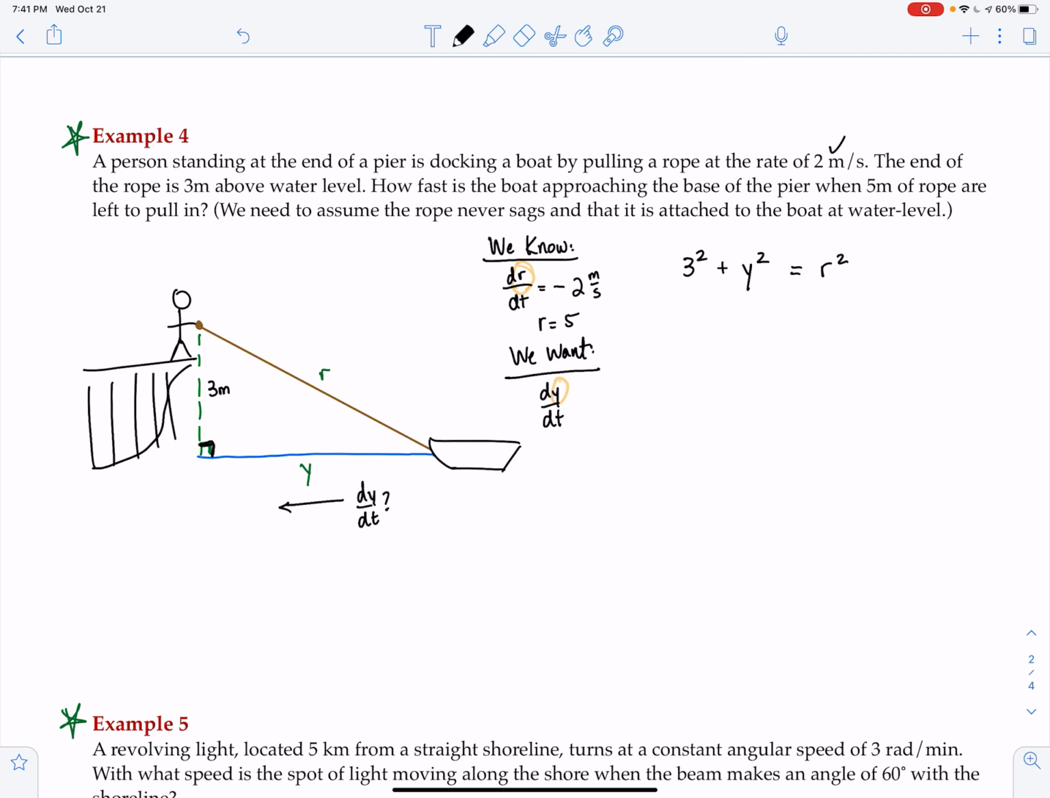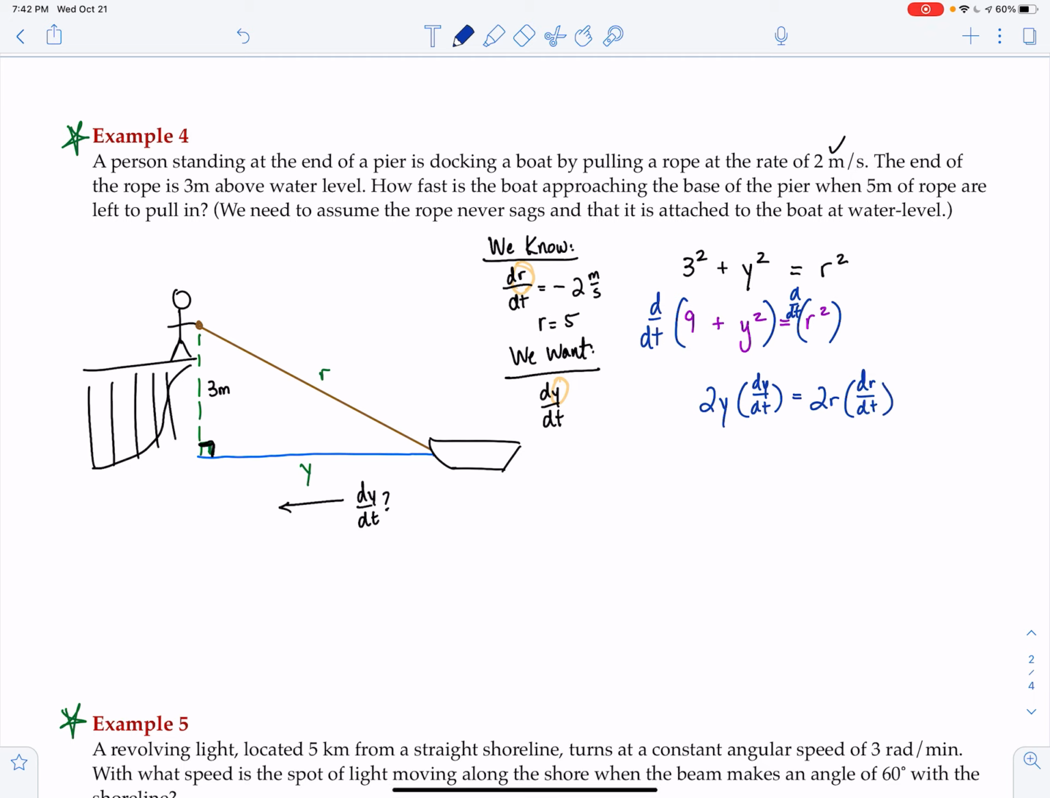So what we're going to do is take the derivative. In other words, we're going to simplify this first. 9 plus y squared equals r squared. We are going to take the derivative of both sides with respect to time. And the derivative of 9 is 0. So on the left side, I'm just left with 2y dy/dt. That is equal to 2r dr/dt.